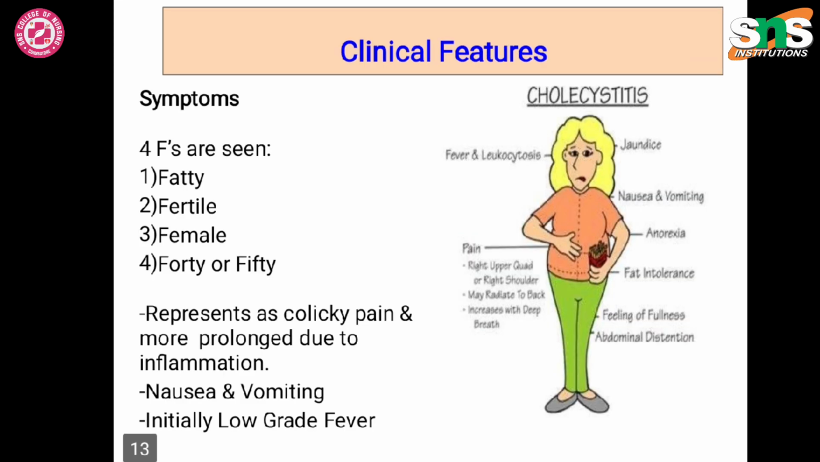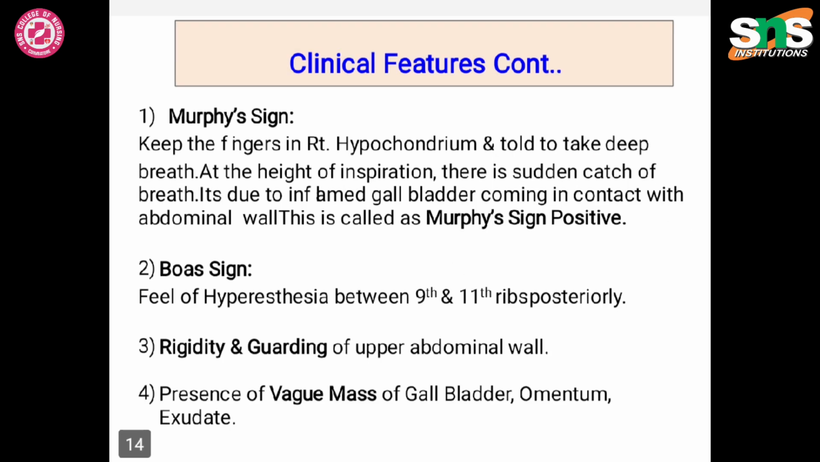So, the clinical features of cholecystitis: the 4 Fs are seen: fatty, fertile, female, 40 or 50. It presents as colicky pain, more prolonged due to inflammation, nausea and vomiting, initially low grade fever, feeling of fullness, abdominal distension, fat intolerance, anorexia, nausea and vomiting, jaundice may occur, fever and leukocytosis.